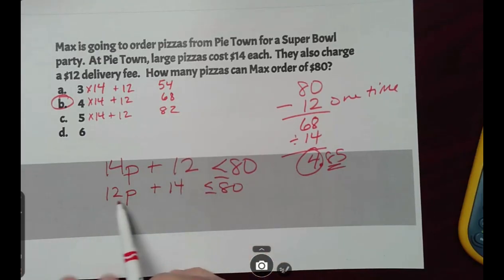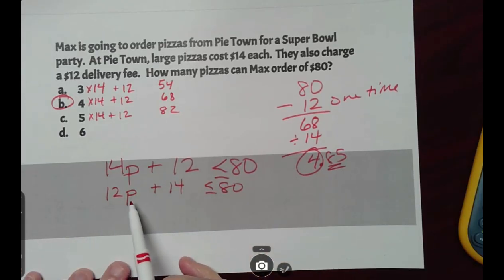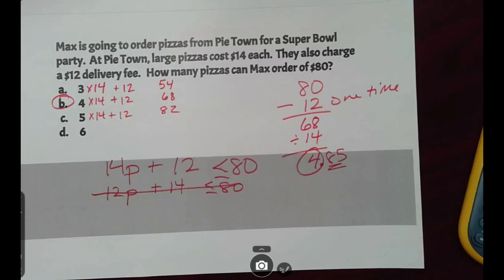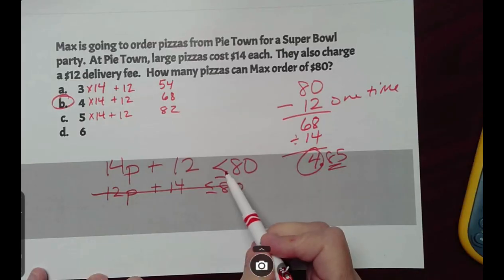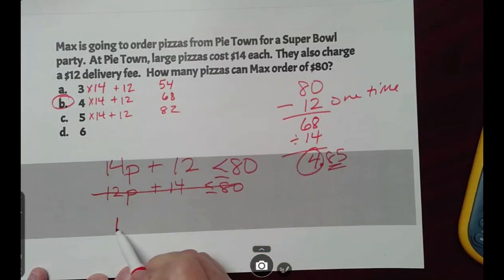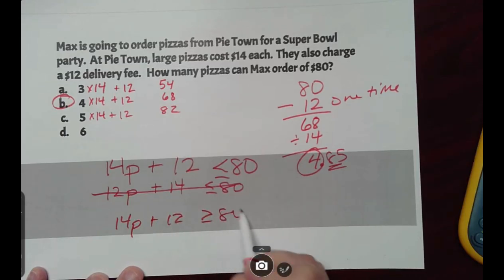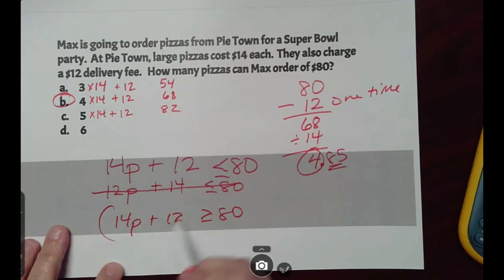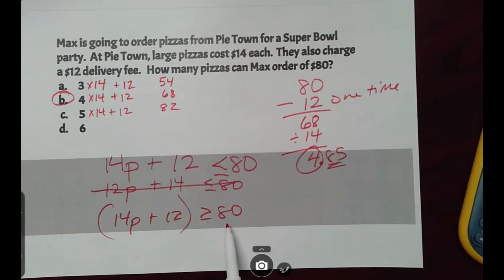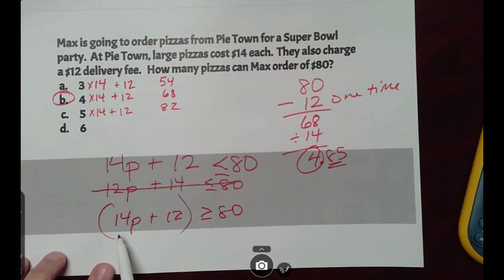Okay. Well, we're not charging $12 per pizza. The $12 doesn't get multiplied by a variable because that's a one-time fee. So we can eliminate that one. The other thing they'll do, they'll flip this sign and do 14p plus 12 is greater than or equal to $80. Well, in a budget question, you never want this side of the equation to be greater than your budgeted amount. That puts you over your budget.